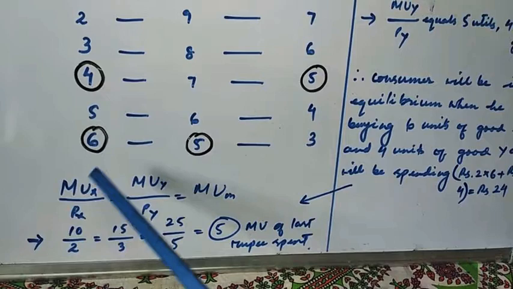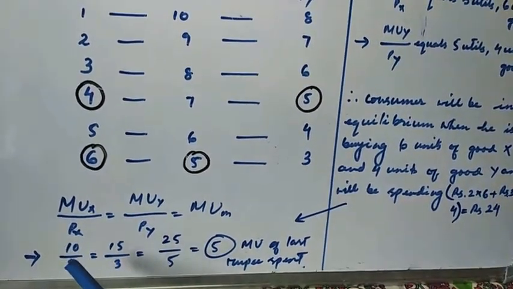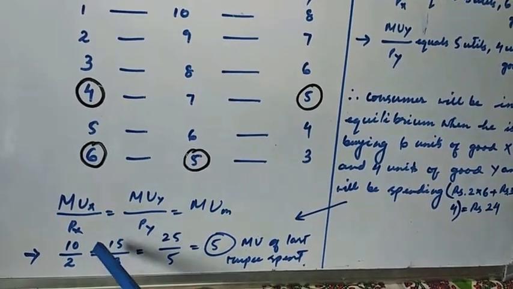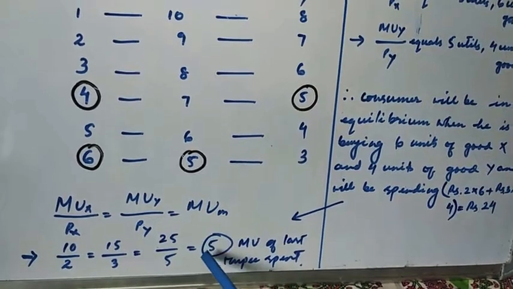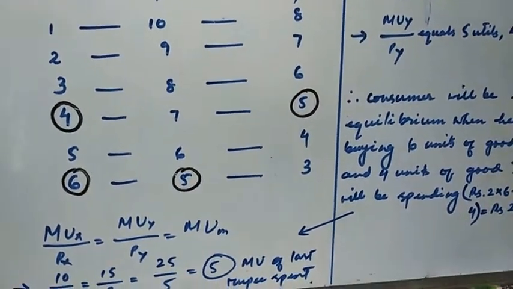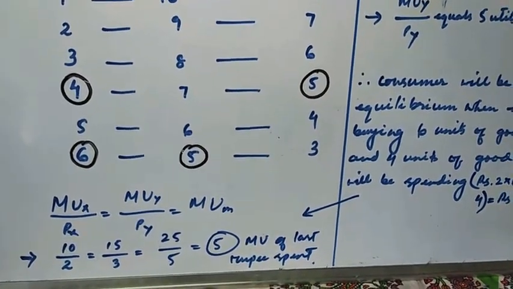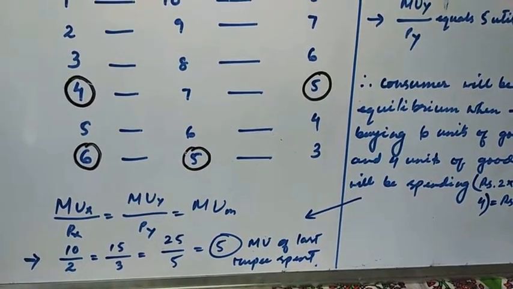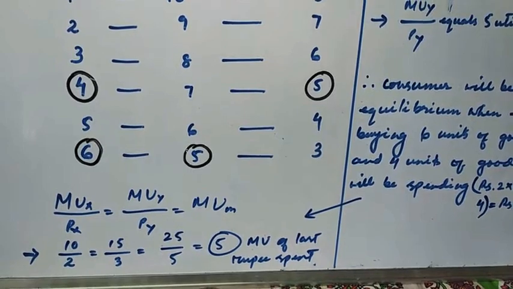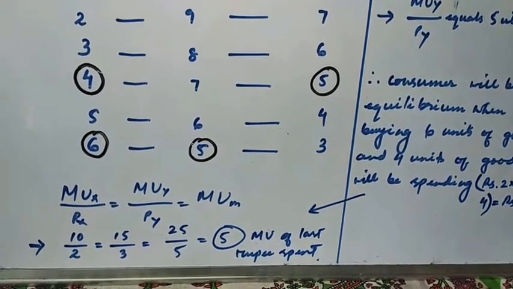So we have seen MUX/PX is 10 by 2, MUY/PY is 15 by 3. So when we calculate, we get 5. Therefore, 5 is the marginal utility of the last rupee spent on each of the two goods he purchased. That is, rupees 5 is the marginal utility of the last rupee, which is the same for both the goods.